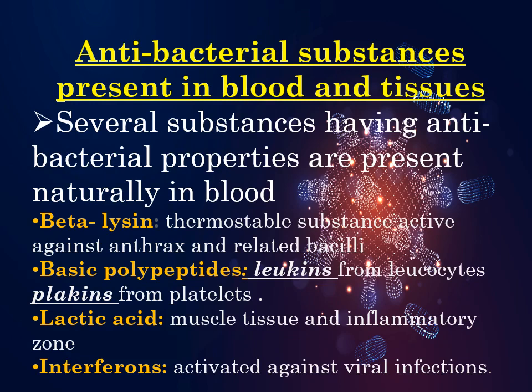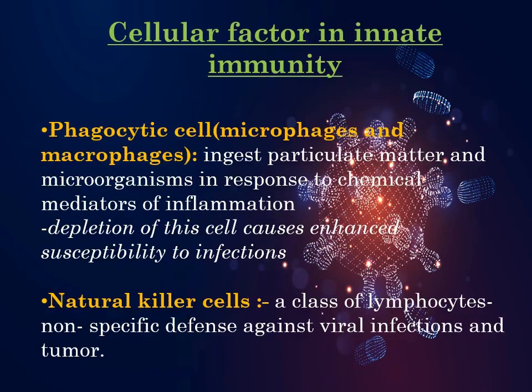There are several substances having antibacterial properties present naturally in blood like beta-lysine, a thermostable substance active against anthrax and related bacilli, then basic polypeptides, leukins from leukocytes and plaquenins from platelets. Lactic acid is present in muscle tissue and inflammatory zone, and interferons are activated against viral infections.